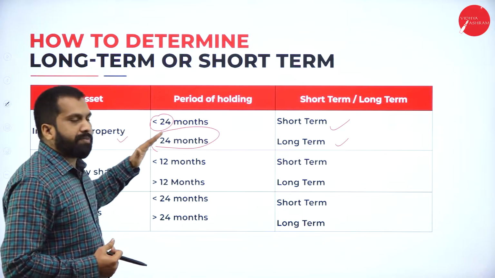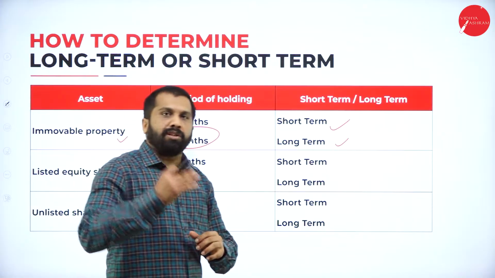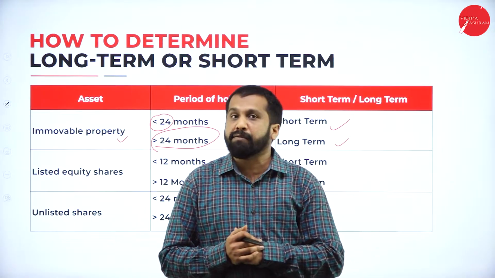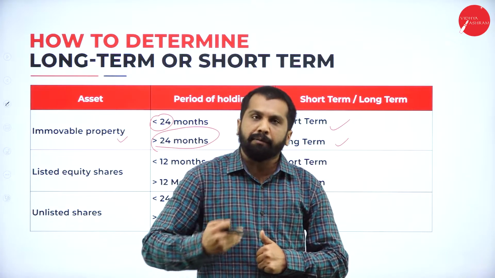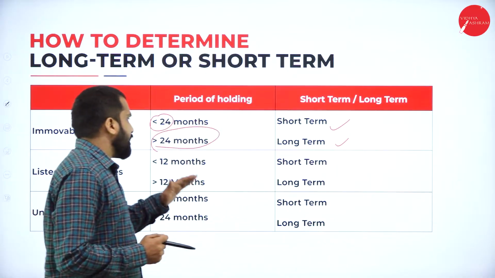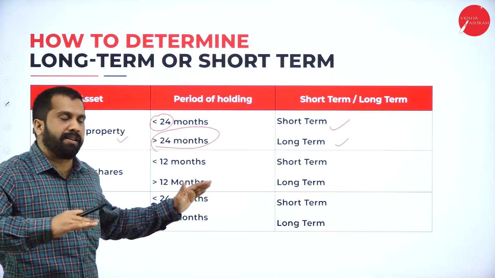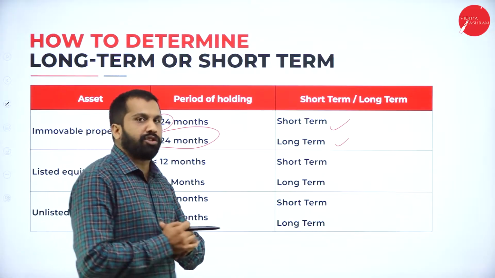For other properties, we give 24 and 36 months. Why? Because those are not like this: your house price is 50 lakh now, and after 5 minutes will it become 55 lakh or 51 lakh? No, it takes time. After 1 year, yes, it will be more or less. But shares will fluctuate. That's why it is always a very short period. If you hold a share for less than 12 months, it is short term.